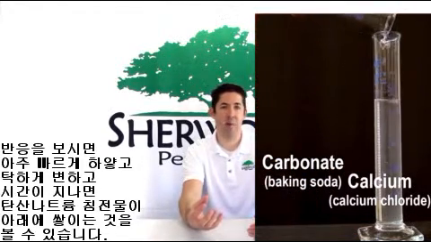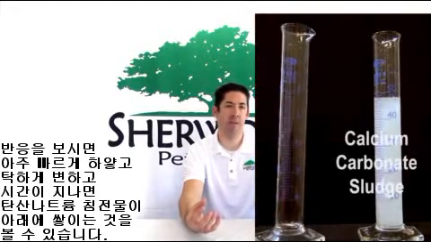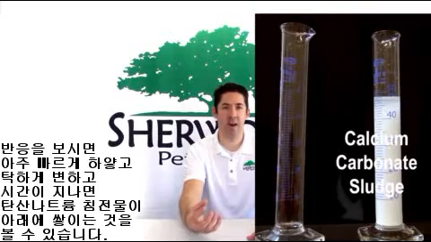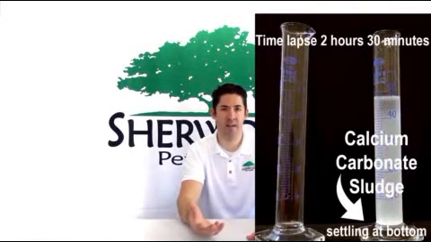And you'll notice that that reaction happens pretty quickly. It forms white and goes opaque. But if you give enough time, the calcium carbonate sludge or precipitate will fall out of solution and settle down at the bottom, forming that sludge.